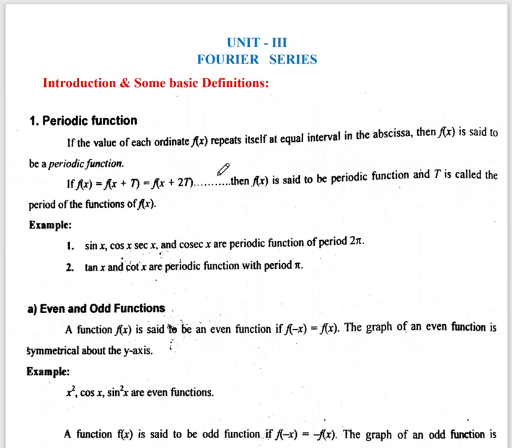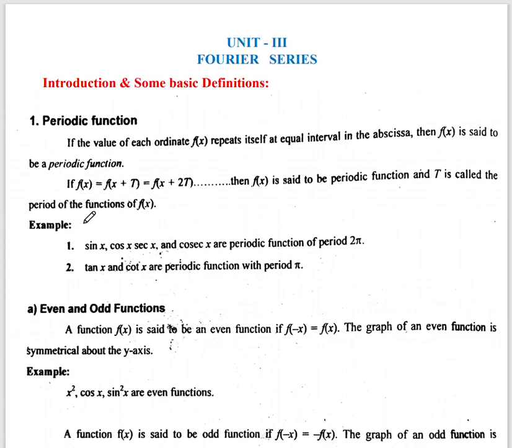Let us suppose that f of x is any function. If the value of each ordinate f of x repeats itself at equal intervals in the abscissa, then f of x is said to be a periodic function. That means if the value of f of x is repeated on a given interval, again and again in a particular period, then that function is called a periodic function.